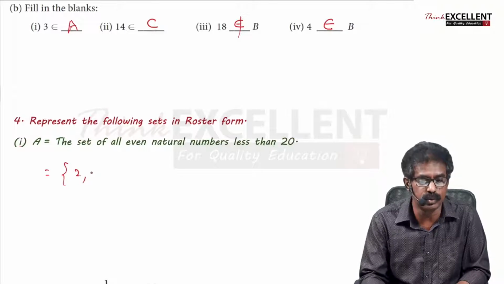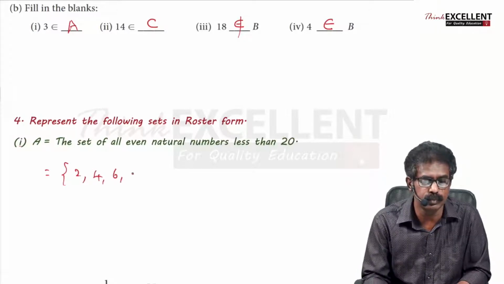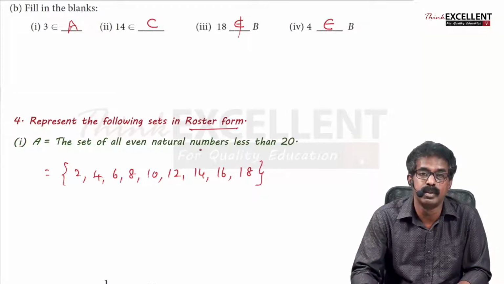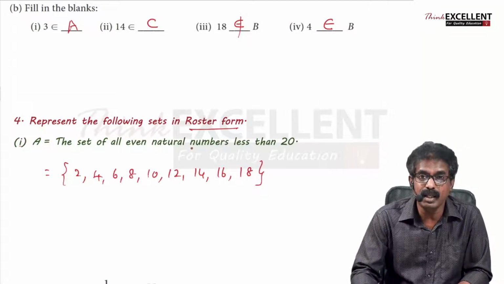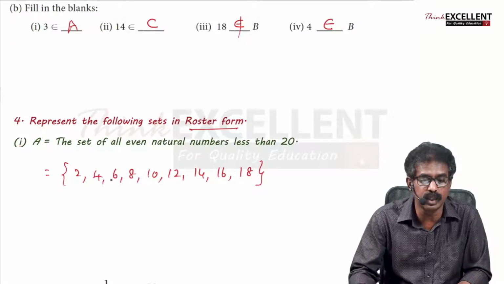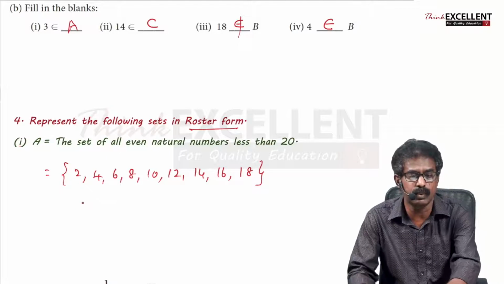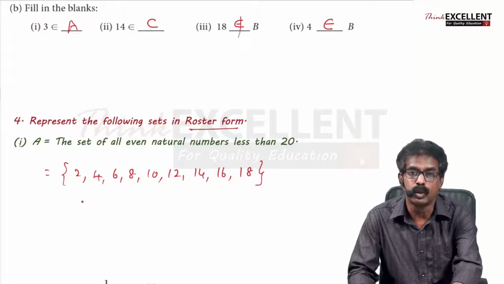You write everything. 2, 4, 6, 8, 10, 12, 14, 16, 18, right? Write in roster form, right? They asked write in roster. This is roster form. So if they ask cardinal number, you count the number of elements. 1, 2, 3, 4, there are 9 elements. So you can say n of A equal to 9, but they didn't ask here, only write in roster form.